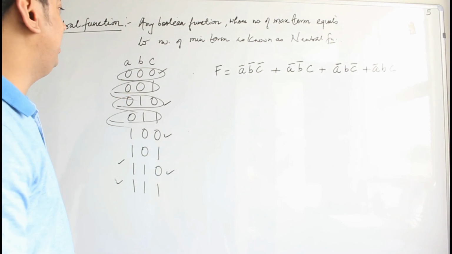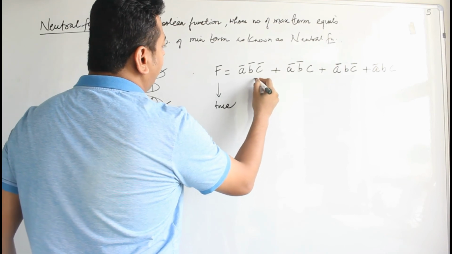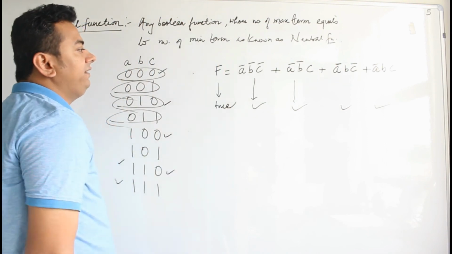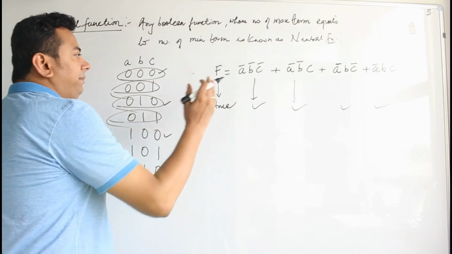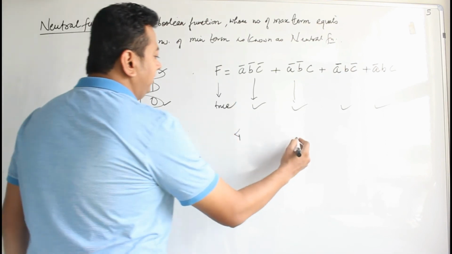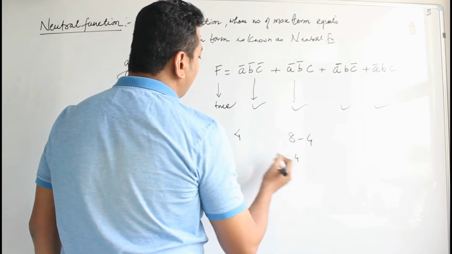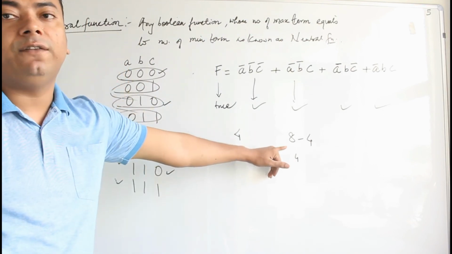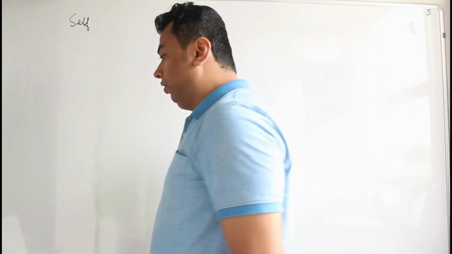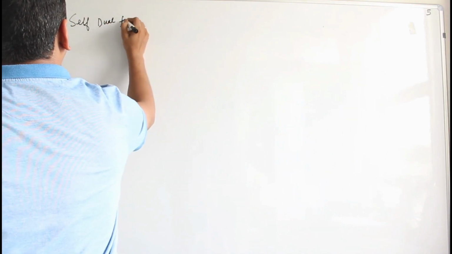So if it is a canonical form, this function f will be true only in this case, this case, this case. Since this is a function of 3 variables, the total number of min terms is 4 here. So what will be the total number of max terms? It will be total minus 4, which is 4. Since these two are equal, and each is half of the total number of rows, this is a neutral function. Okay, next we will see self-dual function.